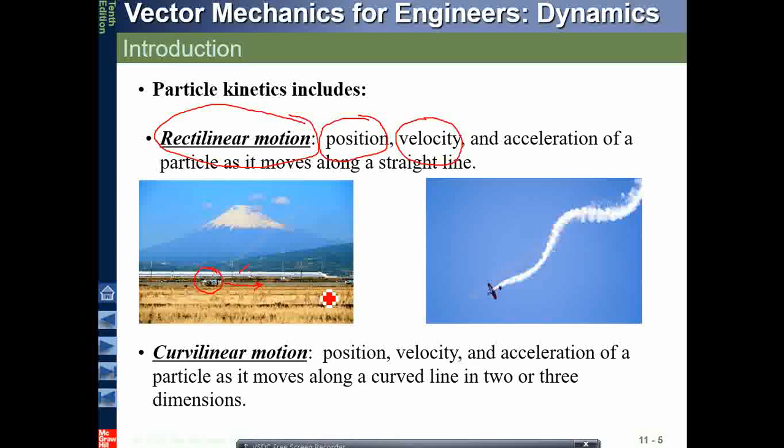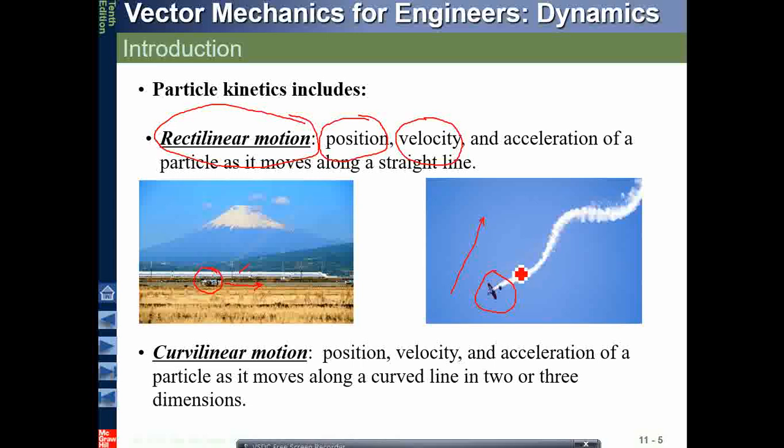Another way to describe a motion is a curvilinear motion. When, for example, an aircraft flies, mostly some jumbo jet aircraft or a military aircraft do not usually fly along a certain path. They maneuver very frequently.